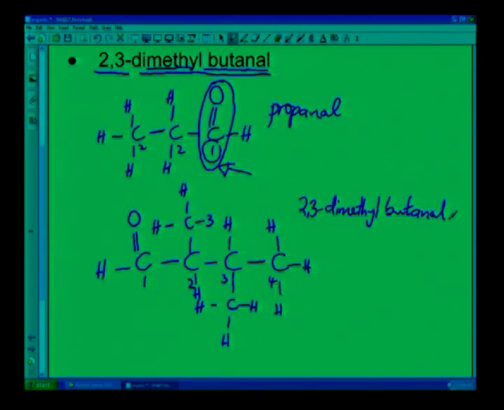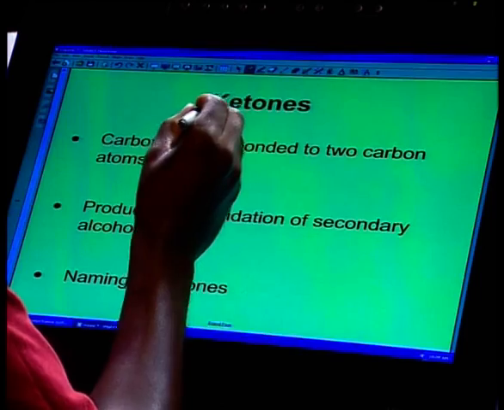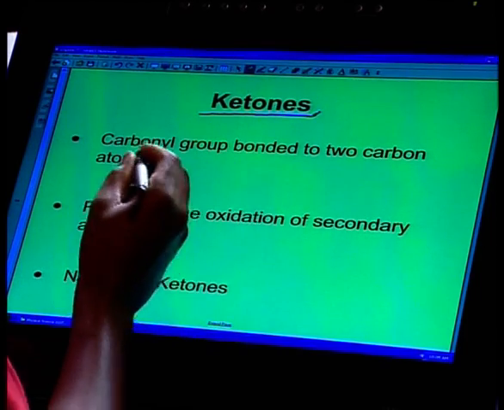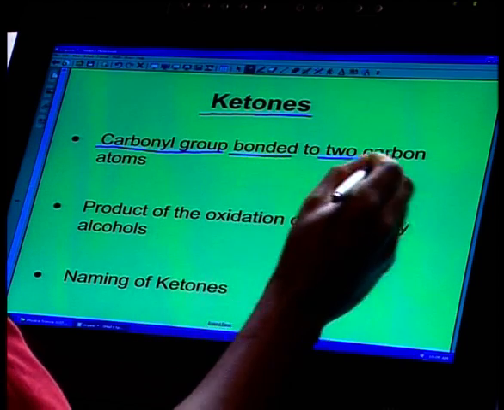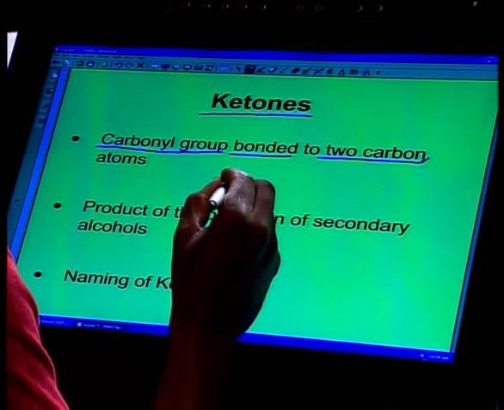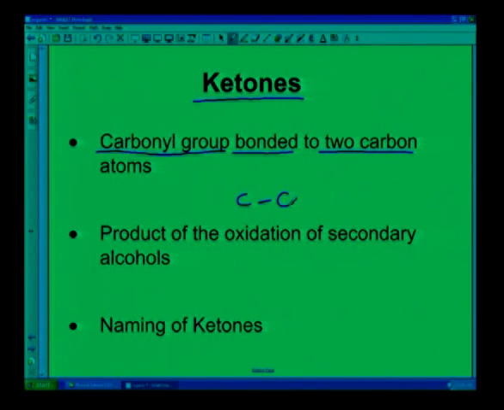Okay, so that's it. Right, now let's move on to ketones. That's our next functional group. Ketones are organic molecules with a carbonyl group as well. But this time, this carbonyl group is bonded to 2 carbon atoms. In other words, you've got a carbon atom bonded to a carbonyl group, which is bonded to another carbon atom, and that gives you your ketone.